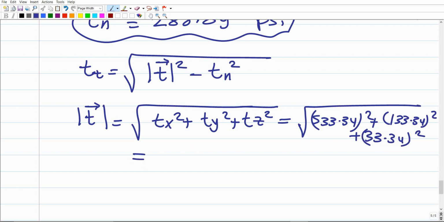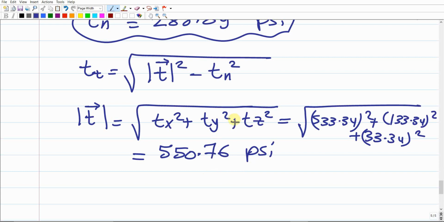So this is going to give us 533.34 squared plus 133.34 squared plus 33.34 squared under the square root. This is going to give us 550.76 psi. Okay, so this is the magnitude.